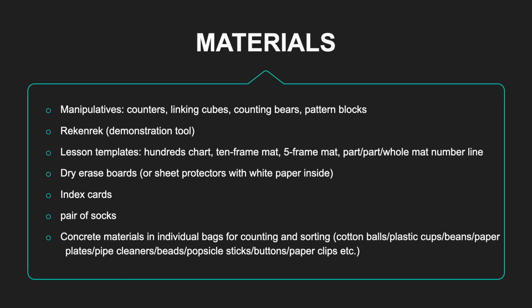Here is a list of supplies necessary for the first module, which consists of items such as manipulatives like counters, making cubes. You would also need a rekenrek, lesson templates such as hundreds chart, part-whole mat, dry erase boards, and concrete materials for counting and sorting such as cotton balls, paper clips, beads, buttons, etc. You can access a detailed listing of the supplies required for each lesson in the teacher's guide.